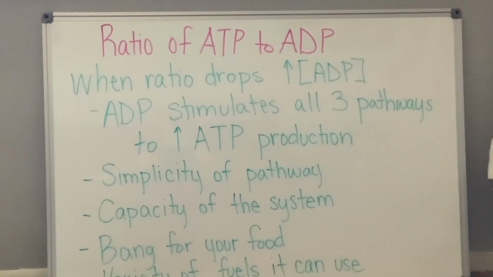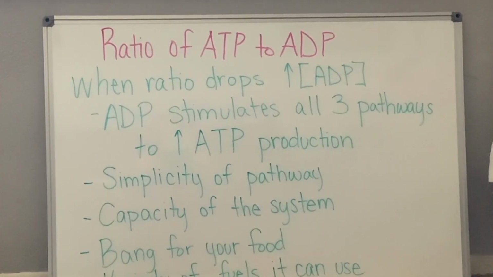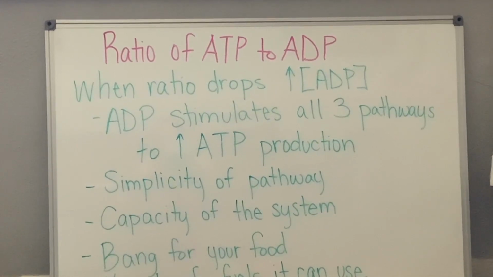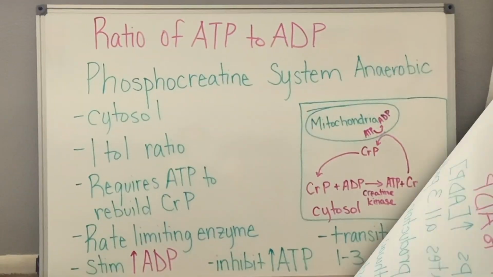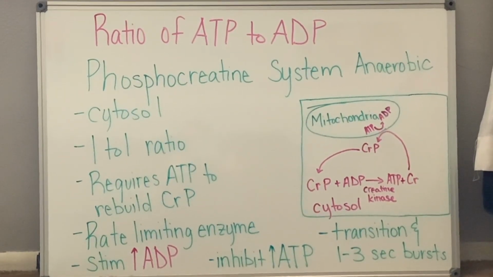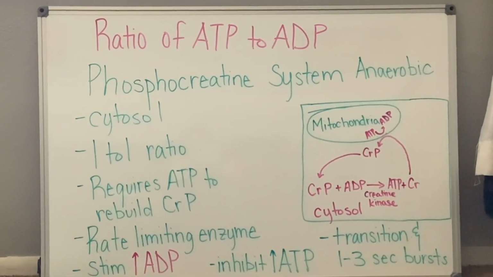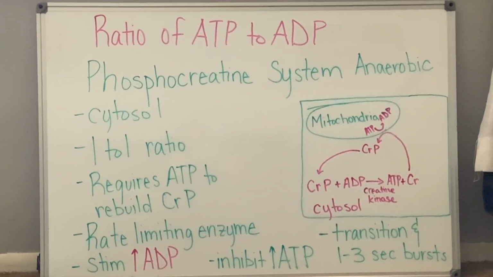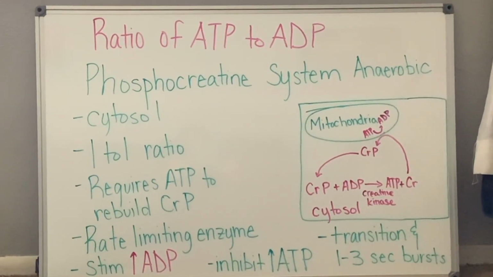The final variable to be considered is the presence of fuel that each system can use. Glycolysis completely relies on glucose, while oxidative phosphorylation can use glucose, proteins, and fat to create ATP. As I previously stated, as the ratio of ATP to ADP decreases, it indicates that the cell is becoming more metabolically active. The increase in ADP around the cell stimulates all three systems. However, all three systems take a different amount of time to create ATP.